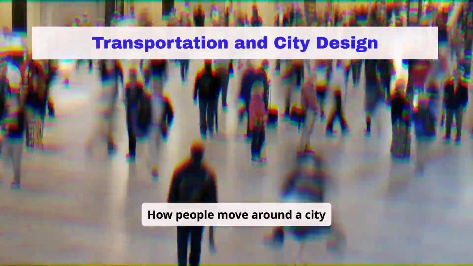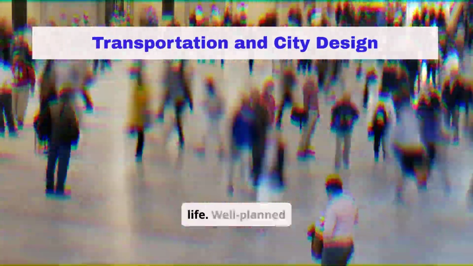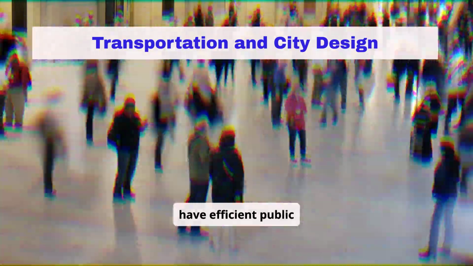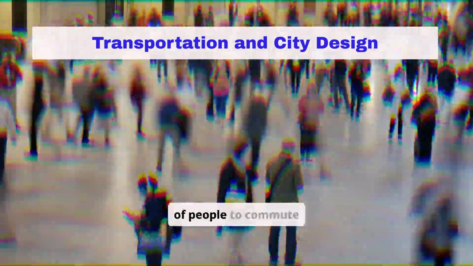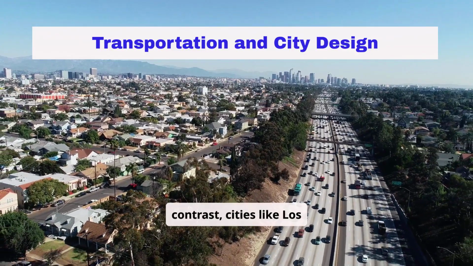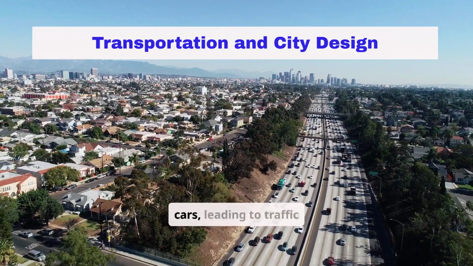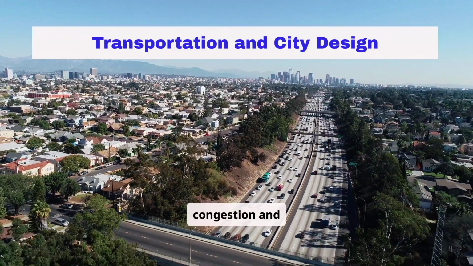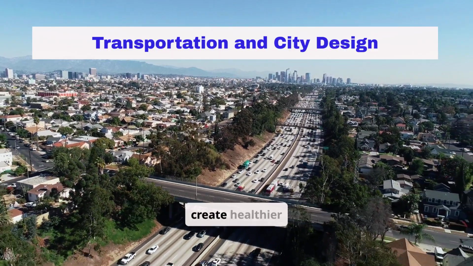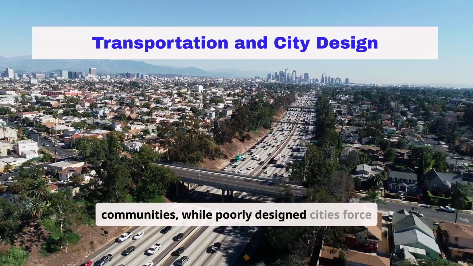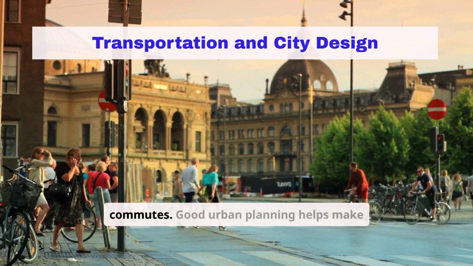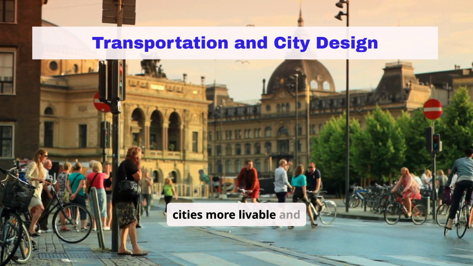How people move around a city affects daily life. Well-planned cities, like Tokyo, have efficient public transportation that allows millions of people to commute easily. In contrast, cities like Los Angeles rely heavily on cars, leading to traffic congestion and pollution. Walkable neighborhoods with bike lanes and parks create healthier communities, while poorly designed cities force people into long, stressful commutes. Good urban planning helps make cities more livable and sustainable.